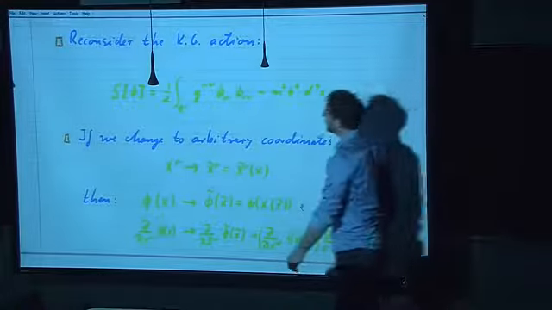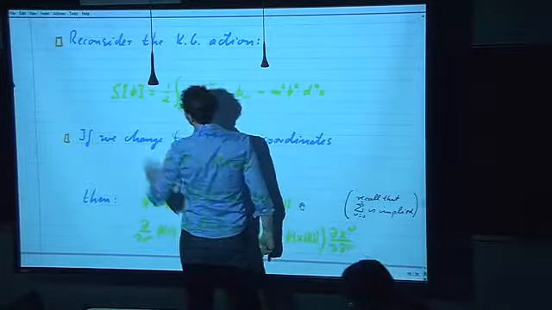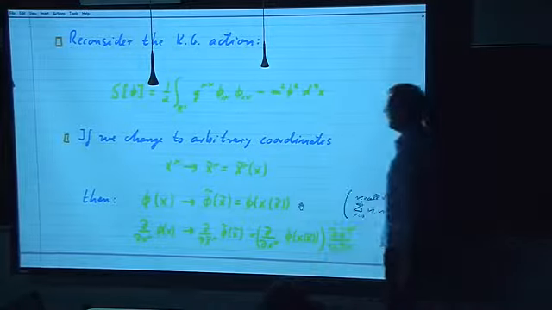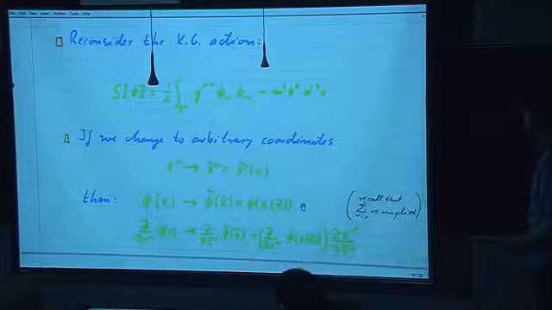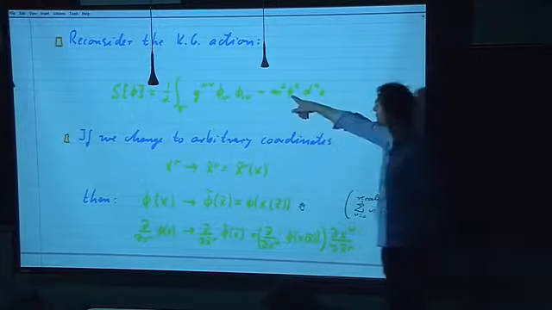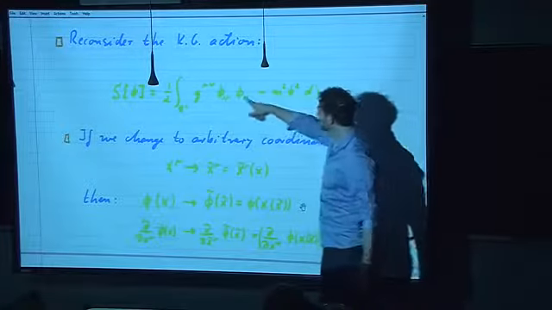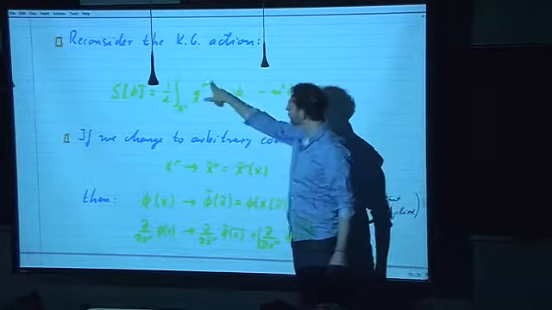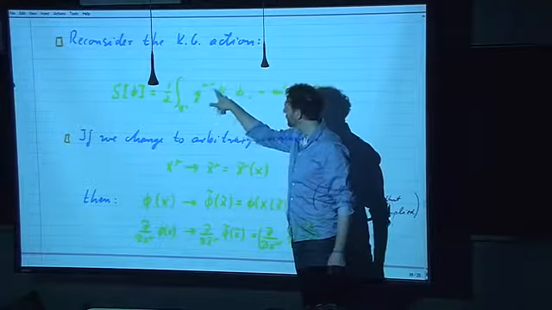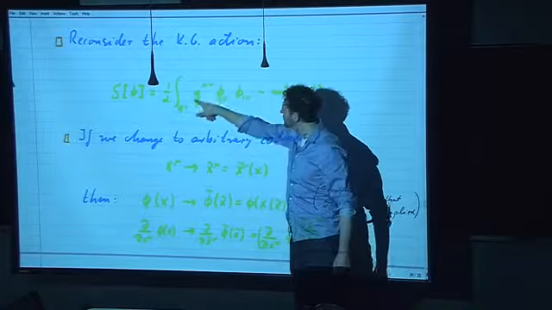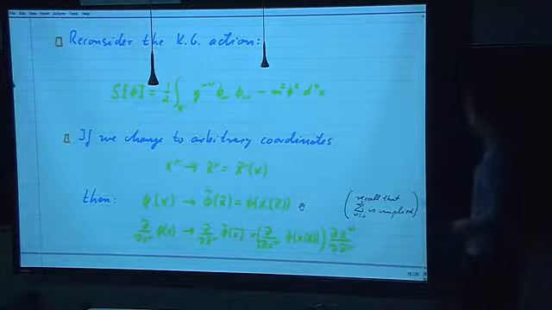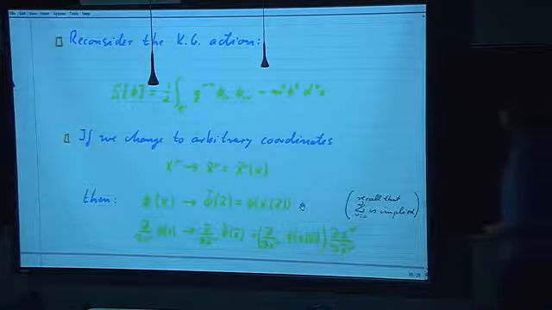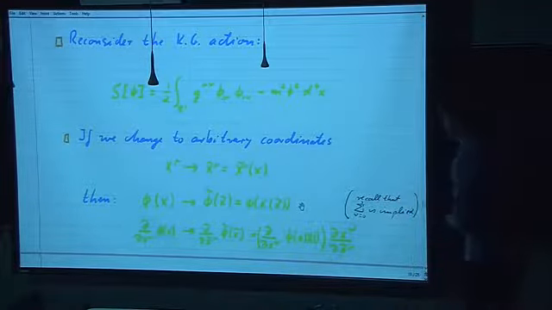But we want the action to be a scalar quantity that doesn't depend on any choice of coordinate system. I mean, this part is not changing with the coordinate system, that part is. So the idea is to transform this along with the change of coordinate system such that the action comes out the same, so that it is scalar.